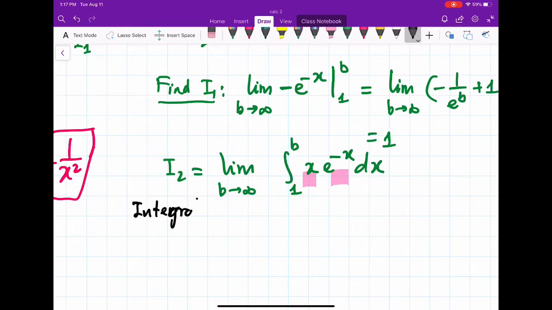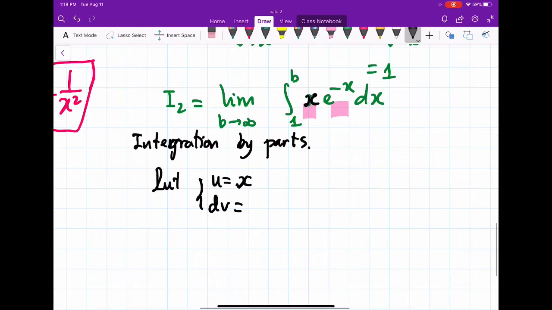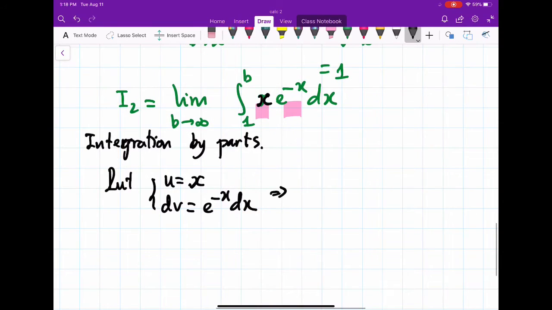Integration by parts. Okay. So I will put u equal to x, because when I differentiate this, one time x will disappear. And dv is e to negative x dx. From here I get du is just dx, and v is negative e to negative x. The antiderivative of e to negative x, right, is negative e to negative x.